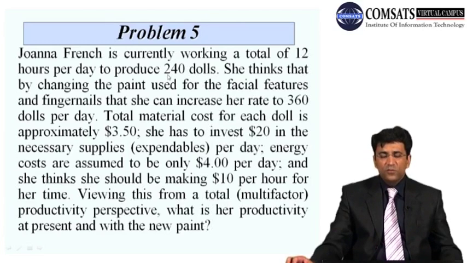What sort of inputs will be used? One of the inputs is labor hours, that is 12 multiplied by 10. Other input is material cost. So what we will do, we will multiply 3.5 by 240, because this is the per unit cost. And if we produce 240 dolls, the total cost for these dolls will be equal to 3.5 multiplied by 240. Another input is supplies cost, which is $20. Now this is per day. Again, energy cost is $4. Again, this is per day cost.